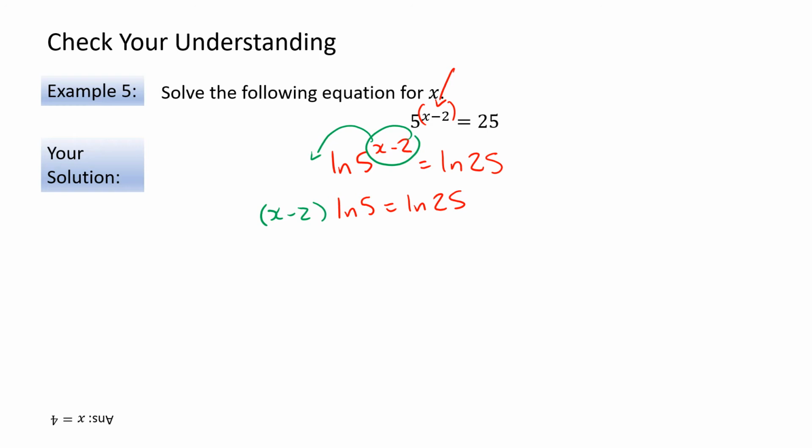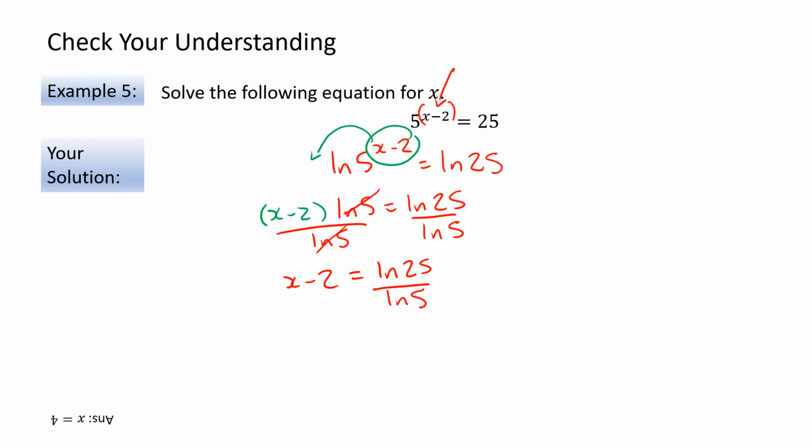First is the same step. We want to remove that ln 5 that's multiplied by the x minus 2. So we'll divide both sides by ln of 5. So these will cancel. And we're left with x minus 2 is equal to the ln of 25 divided by the ln of 5.